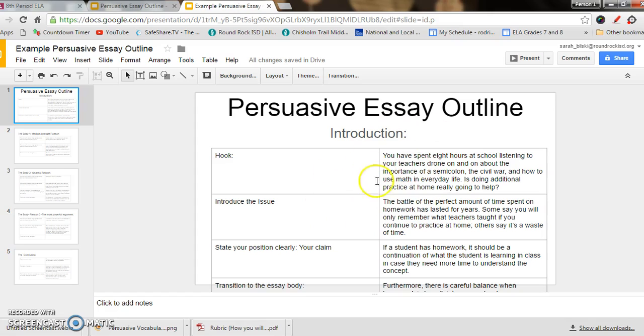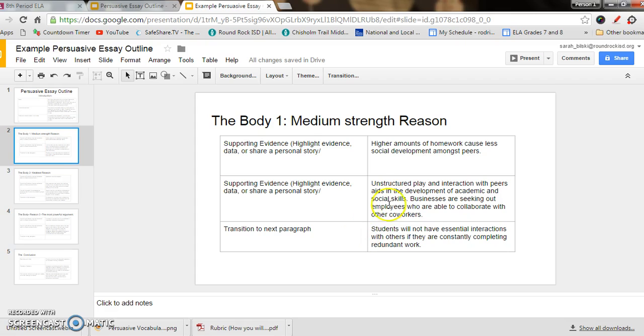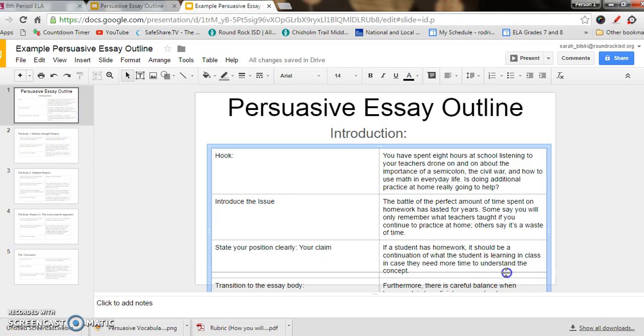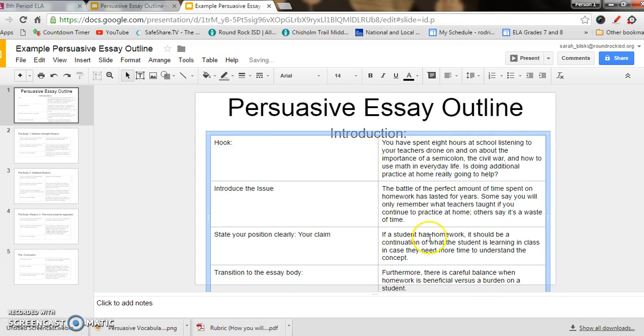the introduction here goes over what my claim is. If a student has homework, it should be a continuation of what the student is learning in class in case they need more time to understand the concept. My first reason is that higher amounts of homework cause less social development amongst peers. To connect the two, let me move this up a little bit. To connect the two, I use a transition.